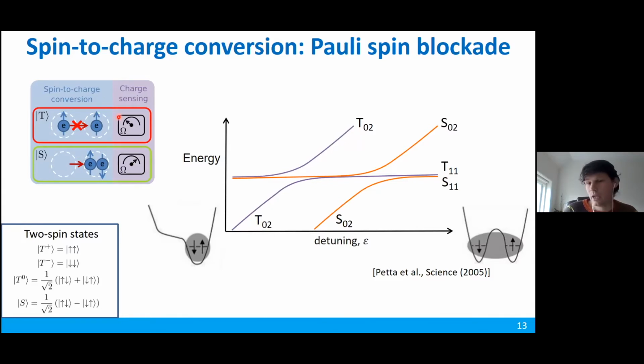And with the charge sensor, we can now measure this. To be more precise, we can distinguish triplets and singlets, but there are 3 different triplet states. There's what we call the T+, T-, and T0 state, and there's 1 singlet state. In this way, we only distinguish whether we have a triplet or a singlet state.